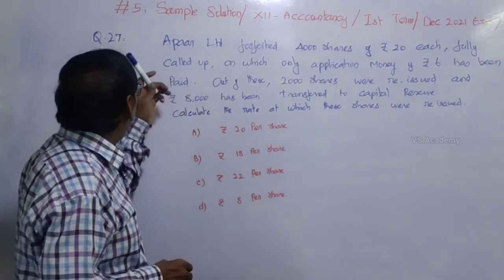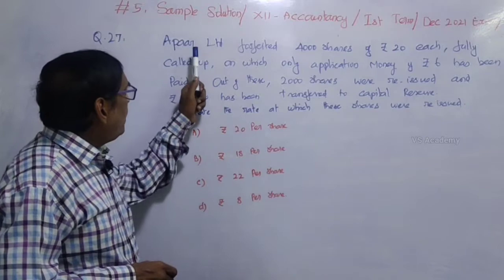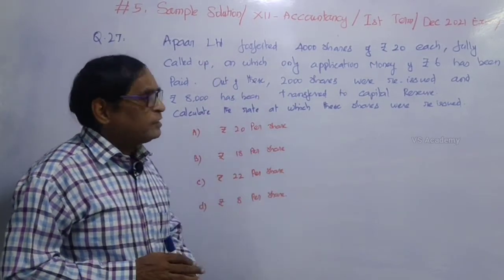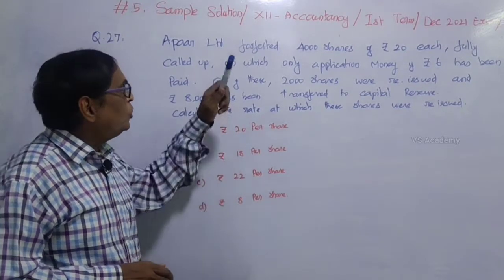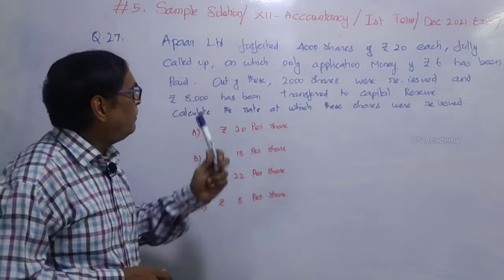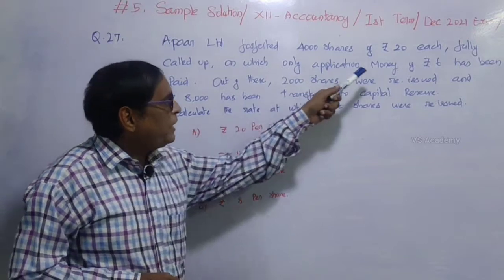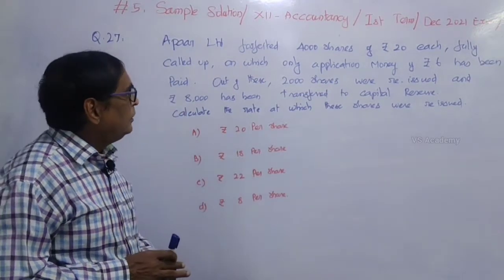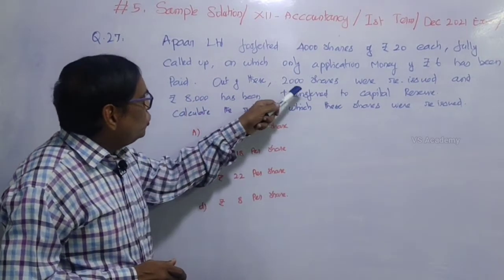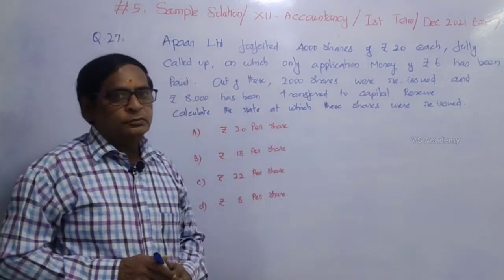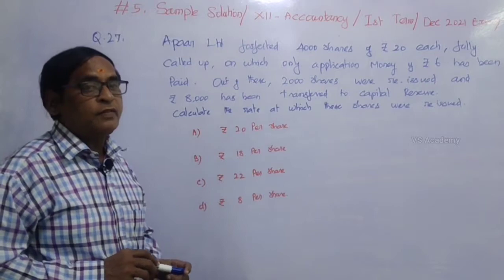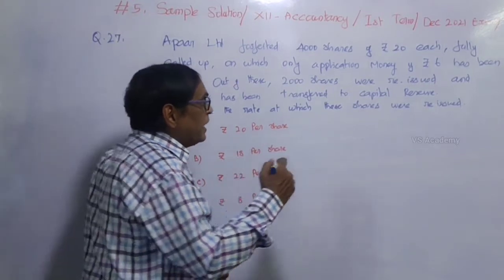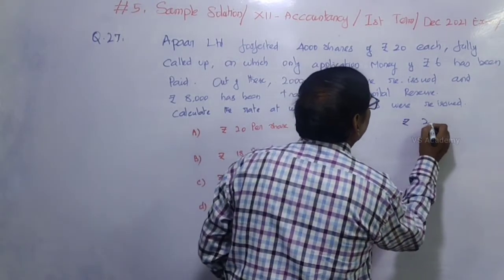Question number 27. Upper Limited forfeited 4,000 shares of rupees 20 each, fully called up. That means the total face value has been called up, on which only application money was received. Out of these, 2,000 shares were reissued. First of all, we understand the share forfeiture amount. How much is the share forfeiture amount? Actually, the share value is rupees 20.